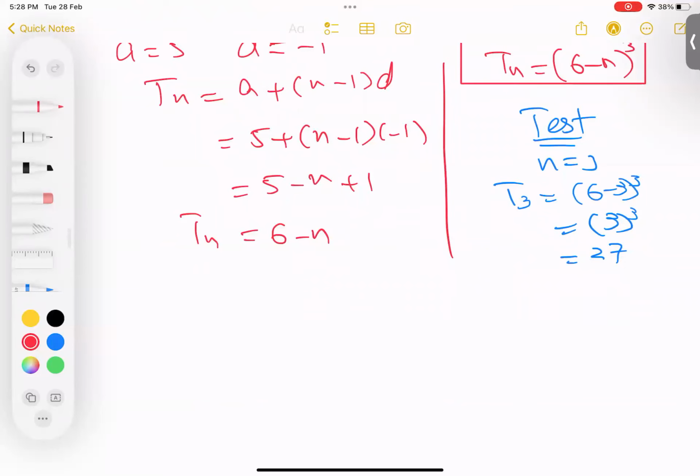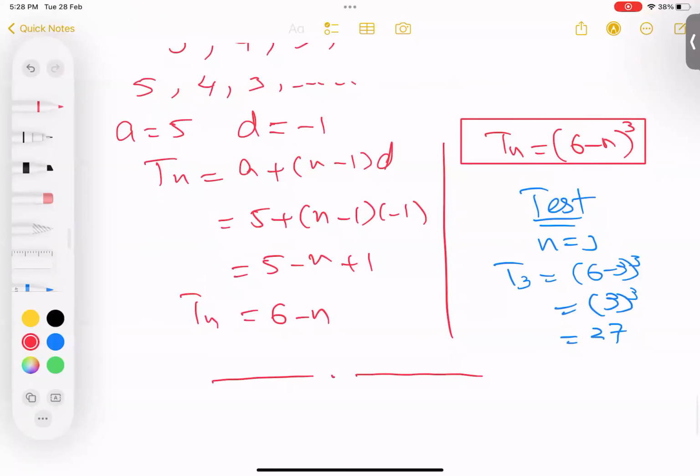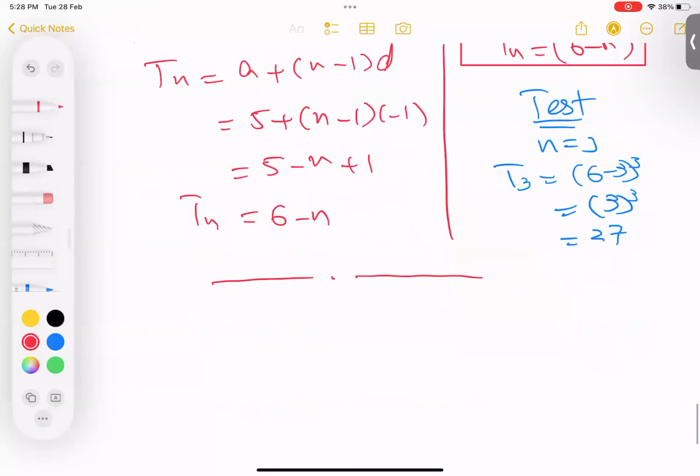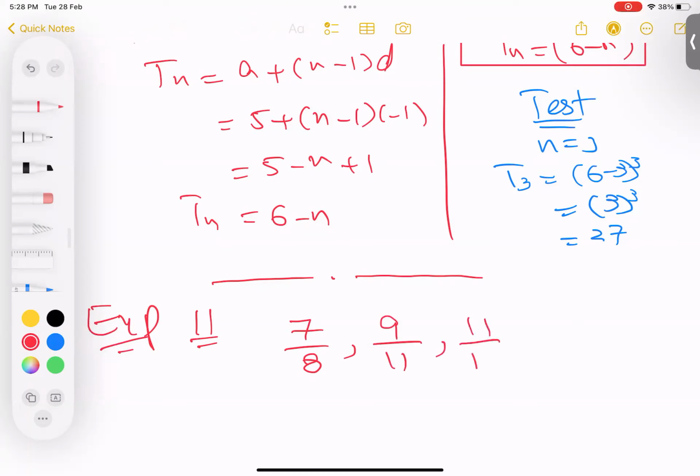And now I give another last question of today's lecture, inshallah. Otherwise, the remaining part I will discuss in the next lecture. And this question you will try. I'm not going to solve it, I'm going to give a hint, and you will try. Example number 11: 7 over 8, 9 over 11, 11 over 14, and 13 over 17, and so on.